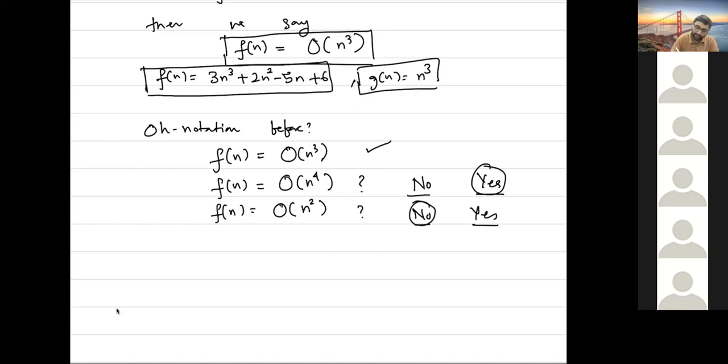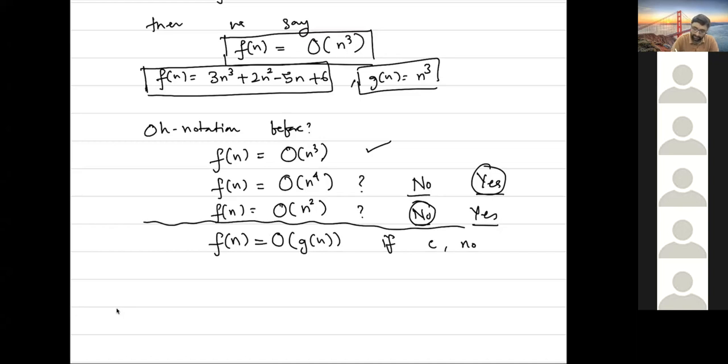Exactly. So let us go back to our definition. The definition says that a function f of n is in O of g of n if positive numbers c and n sub 0 exist, so both c and n0 are positive, such that for every n greater than or equal to n0, f of n is at most c times g of n. If it is the case, then we say that it is true, right?